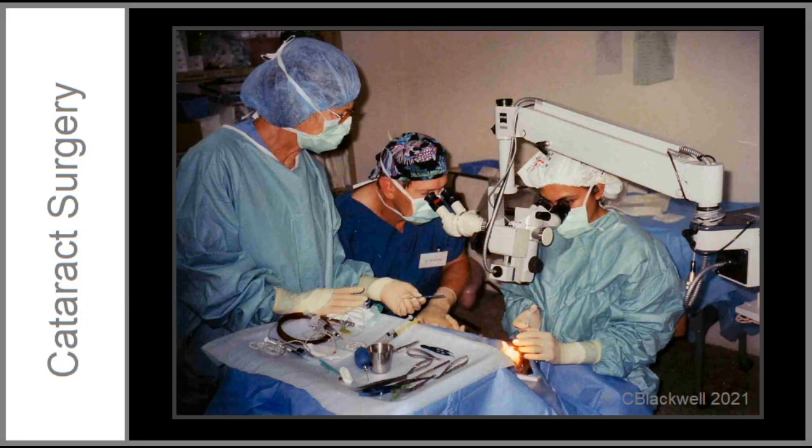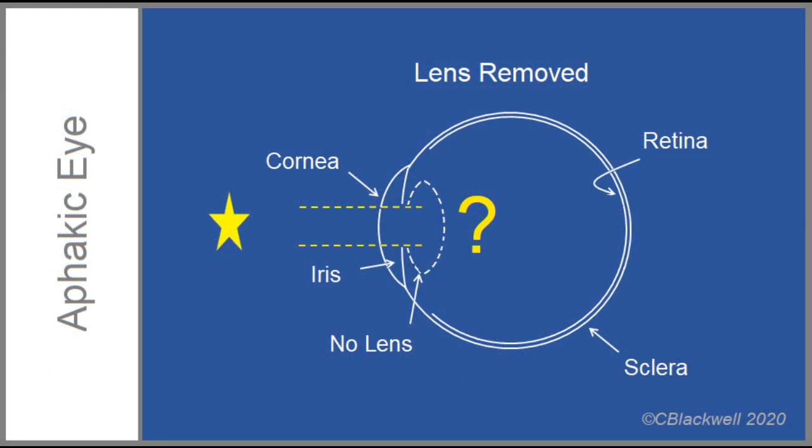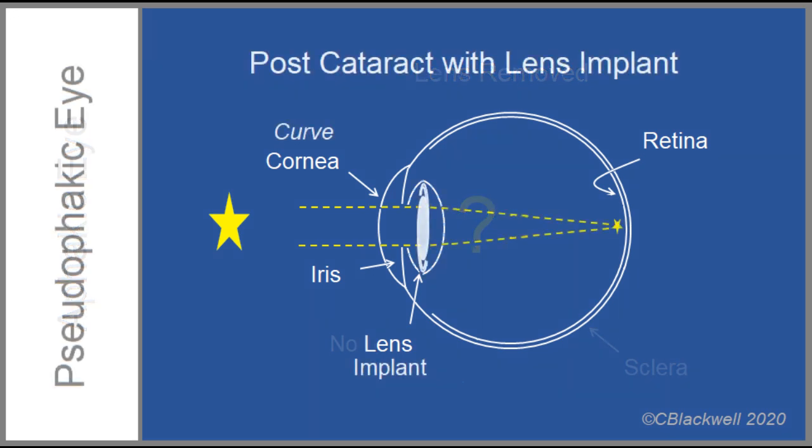The advent of the operating microscope and microsurgical technique, beginning in the 1960s, dramatically improved the procedure for removing the cataract. But a significant problem remained. Once the natural lens is removed, how to replace the lost focusing power? Technically, we describe an eye without a lens as aphakic, and we describe an eye with an artificial lens as pseudophakic.